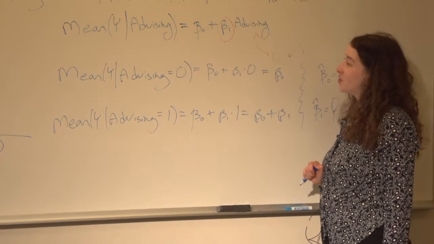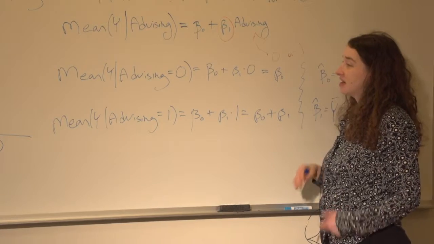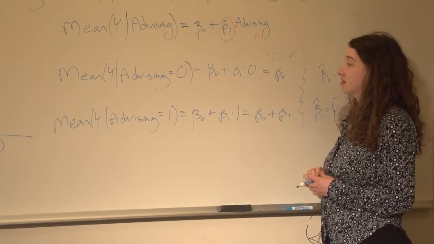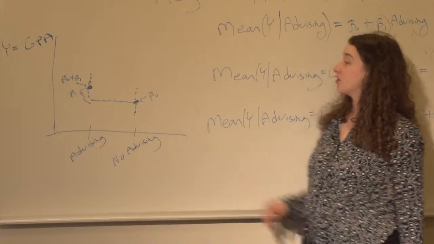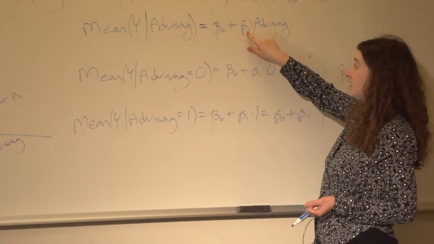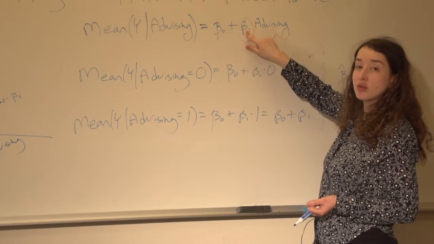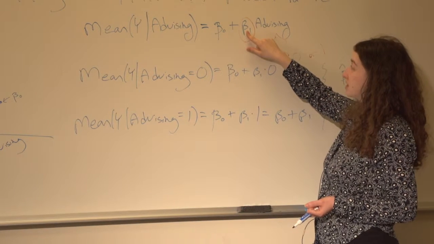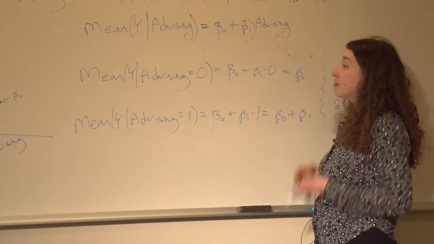The other concept I want to relate this to is a t-test. Turns out that if you run a t-test and assume equal variances, comparing an advising group to a no advising group, comparing just two groups, that is exactly the same. The p-value you get is exactly the same as the p-value you get when you do the test to see whether this beta 1 is equal to 0. Because it's the same thing.